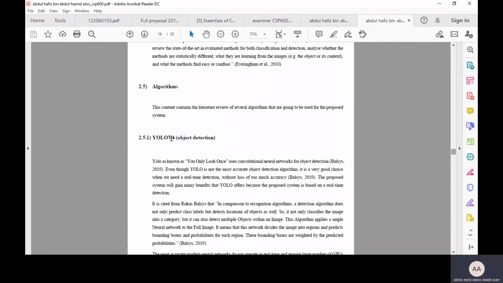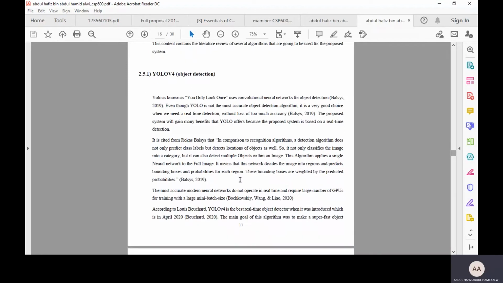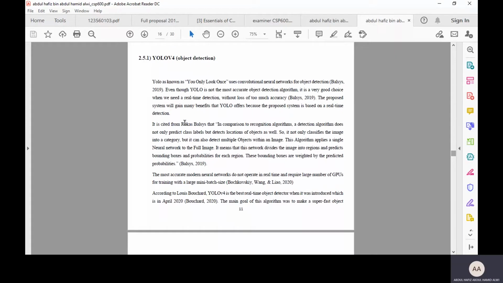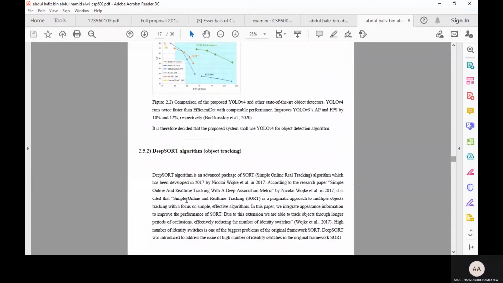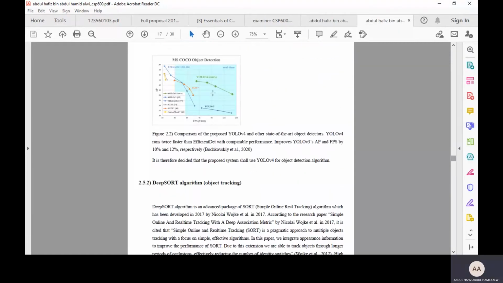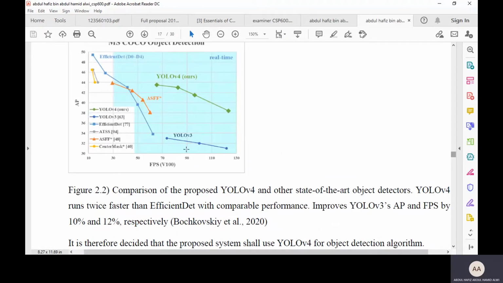And 2.5 is algorithms. 2.5.1 is YOLO V4. So this is the explanation about the current most advanced real-time object detection algorithm available, which is YOLO V4. And this is the comparison graph. As we can see, if we zoom in a little bit, YOLO V4 performs much better than YOLO V3 by a large margin. So YOLO V3 is lower than YOLO V4.